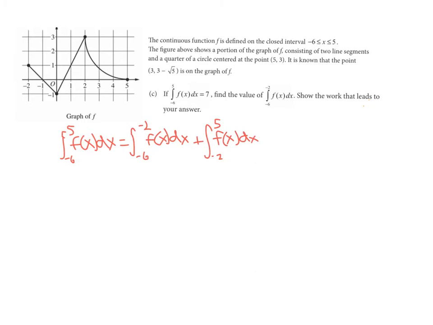So now I'm going to look at what I actually have and what I need. By the way, if you get this step right here, this is worth a point. So that's worth 1. So I know, based on them telling me, that this integral right here is equal to 7. That's a good start. I am trying to find the integral from -6 to -2. That's going to be my question mark. The last thing, the integral from -2 to 5, I don't know, but I can find it because I have a graph. And so I'm going to do that right now.